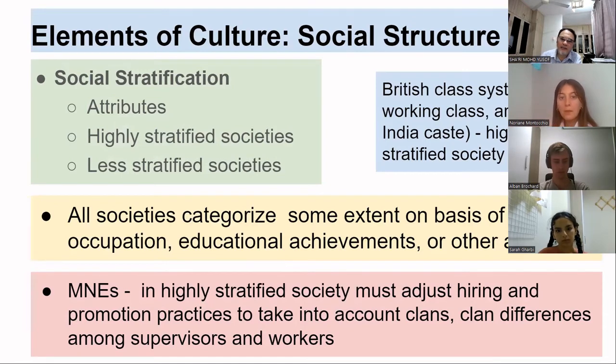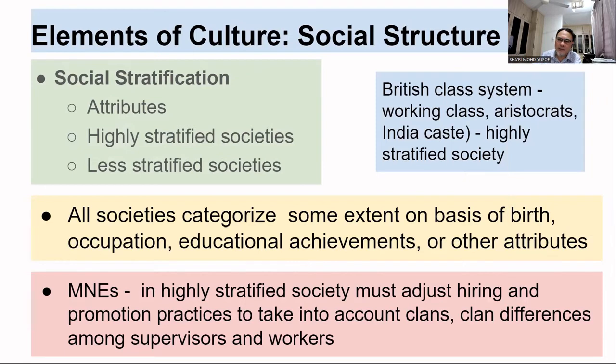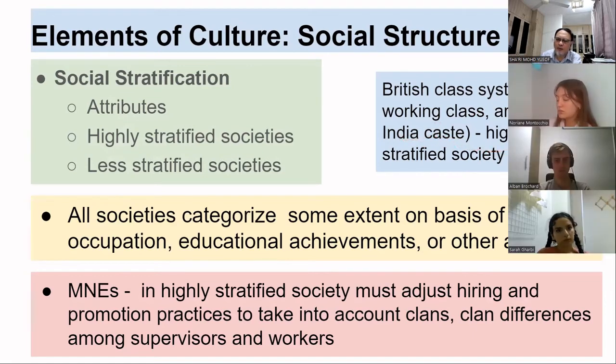So highly stratified society examples: British. This is the British class system, working class, aristocrats. India has the caste system, kasta. Have you heard of caste? No, you haven't heard of caste. Brahmin, Kshatriya, okay. It is actually explained somewhere in the book. You can read about that.